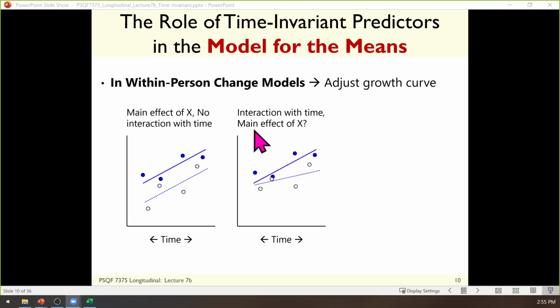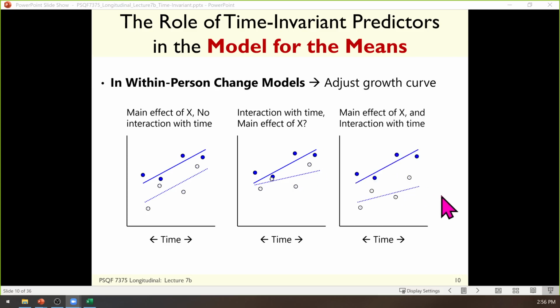So I have here main effect of time, question mark. In order to know what the main effect of x means, you have to know where time is centered. If time 0 were here at the beginning of my growth curve, I probably wouldn't have a significant main effect of x, because it's a conditional main effect. If time 0 were at the end, then maybe I would have a significant conditional main effect of the predictor, because it's wherever time 0 is.